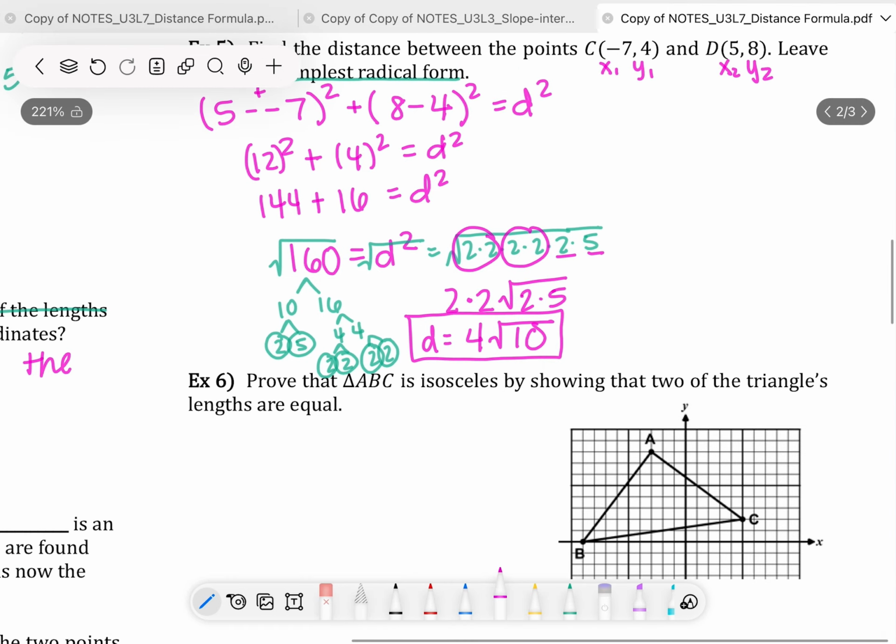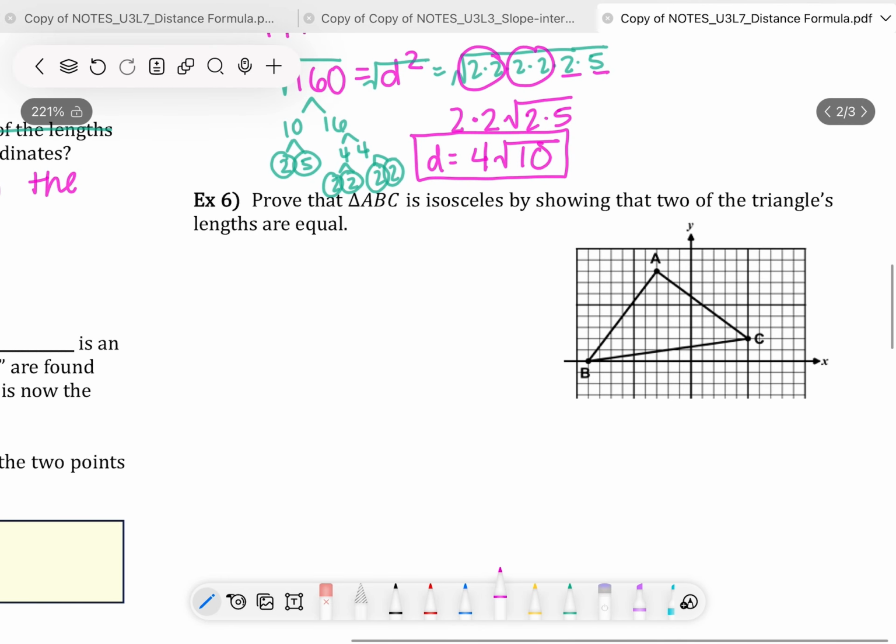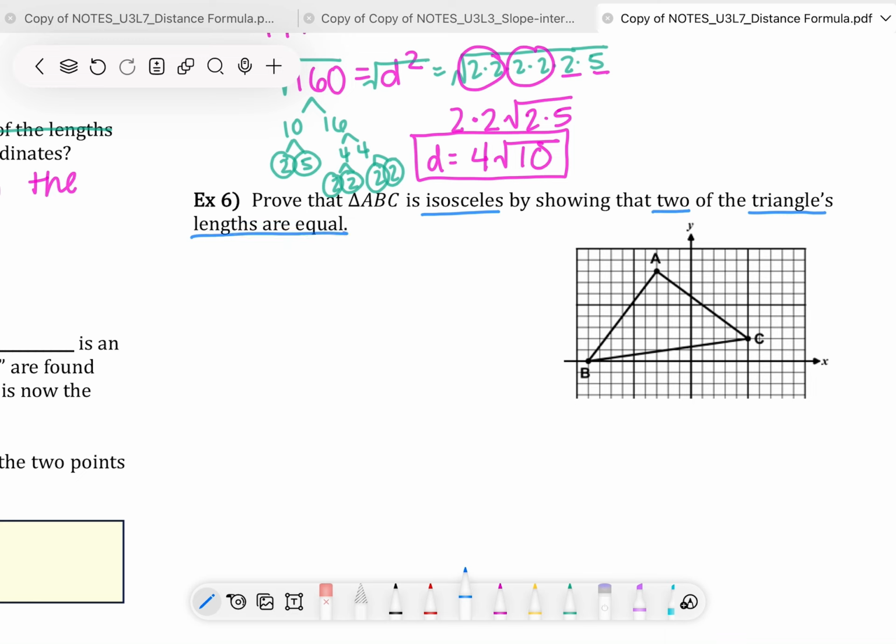All right, last but not least, for number 6, prove that triangle ABC is isosceles by showing that 2 of the triangle's lengths are equal. So the definition of isosceles is exactly what it just stated. To be isosceles, it would have to have exactly 2 of the triangle sides being equal. Not 3, right? Exactly 2. So which 2 look like they're probably equal? We're going to determine that they are equal and then make sure that the third one is not, because of course the third one would have to be different for it to be isosceles.